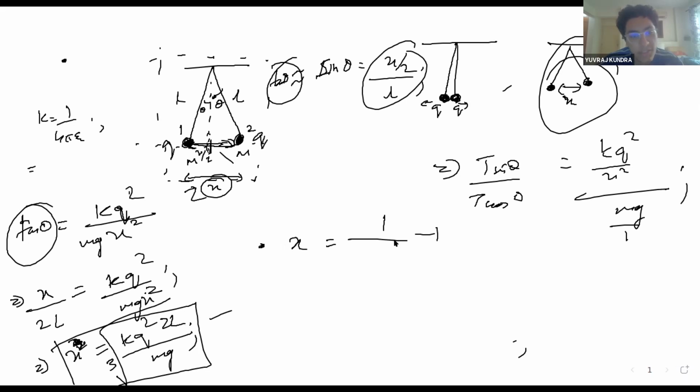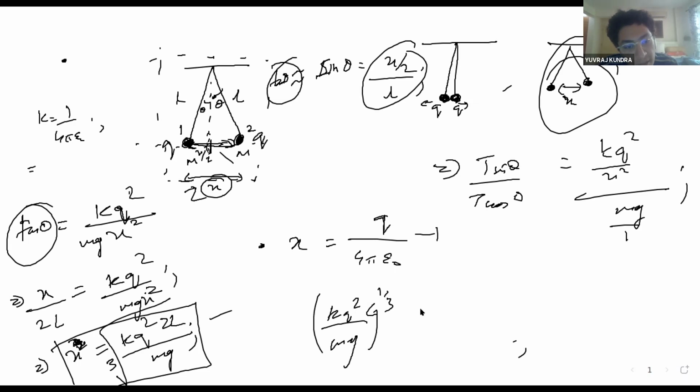I'll tell the options which are given. Options are k q square L upon mg raised to power 1 by 3, k q L square upon mg raised to power 1 by 3, q square L square k upon mg raised to power 1 by 3, and k q square L mg raised to power 1 by 3. So what we have to play with is just the L. We have got the rest of the answer. If we substitute q1, then we have three options left: L square, L, and so on.